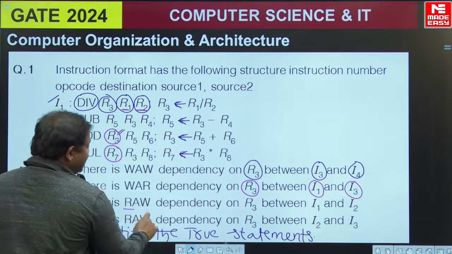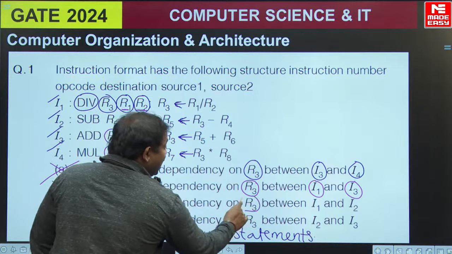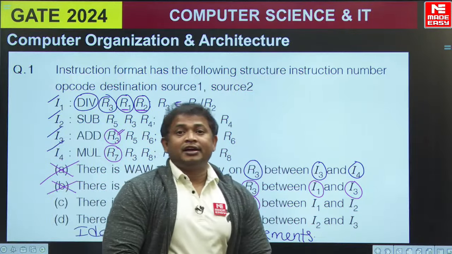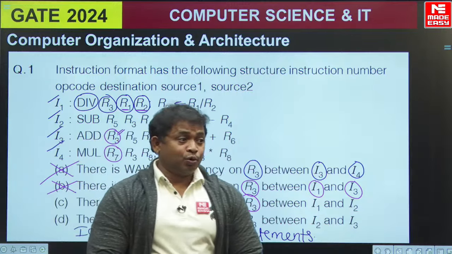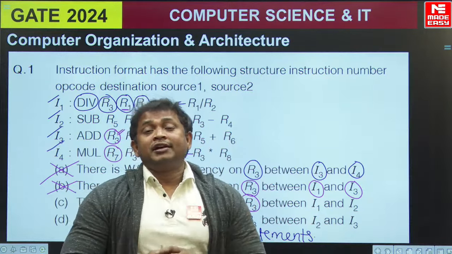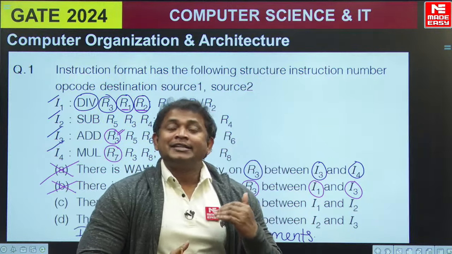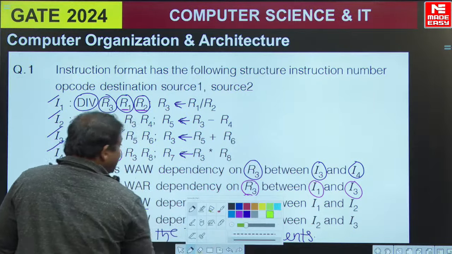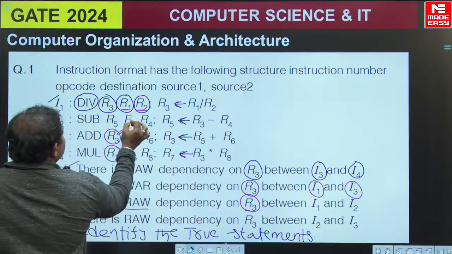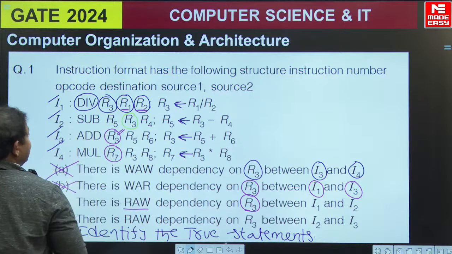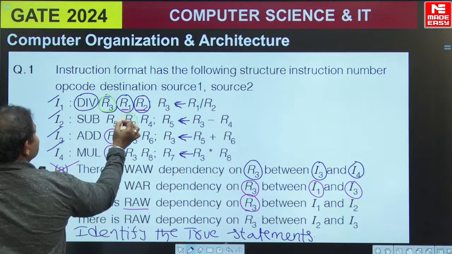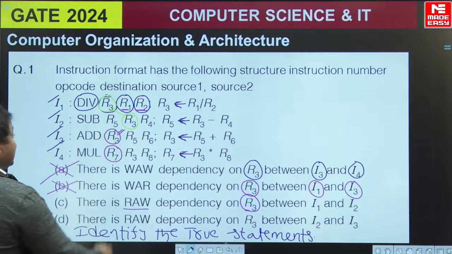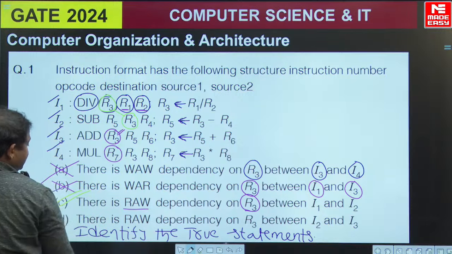Now, there is a RAW dependency on R3 between I1 and I2. Instruction J input register and instruction I output register are supposed to be the same; then only a true data dependency exists between the instructions. Now see I1 and I2. I2 input register is R3, and I1 output register is R3. Right, so there is a data dependency between I1 and I2 with respect to R3. So C is the correct statement.